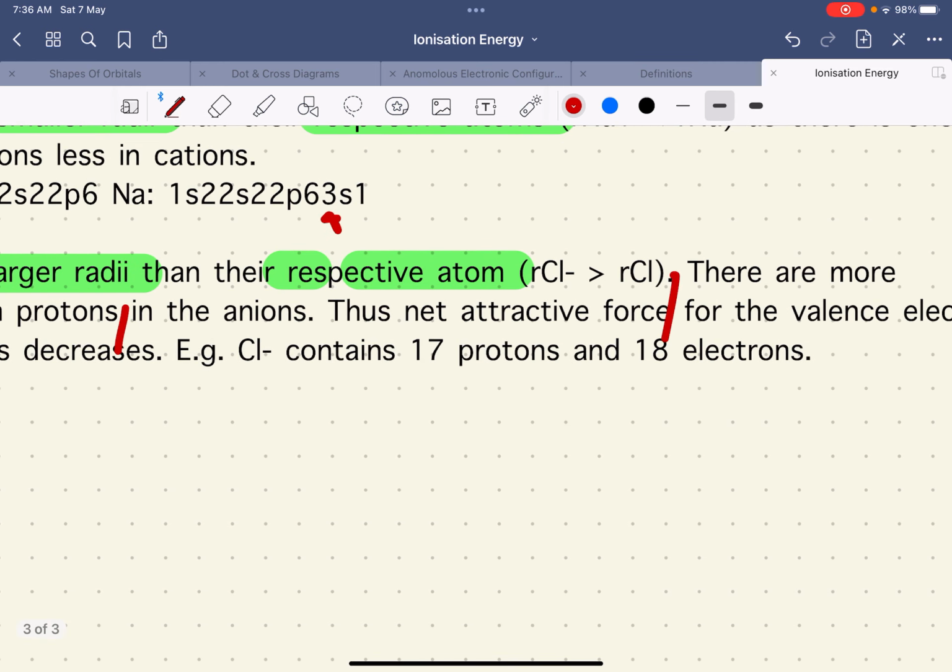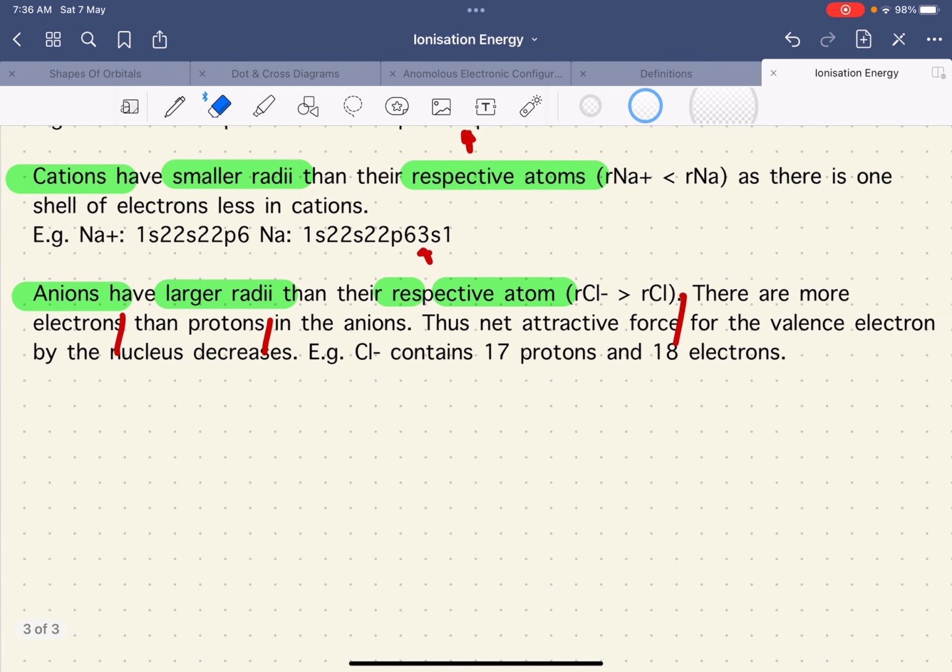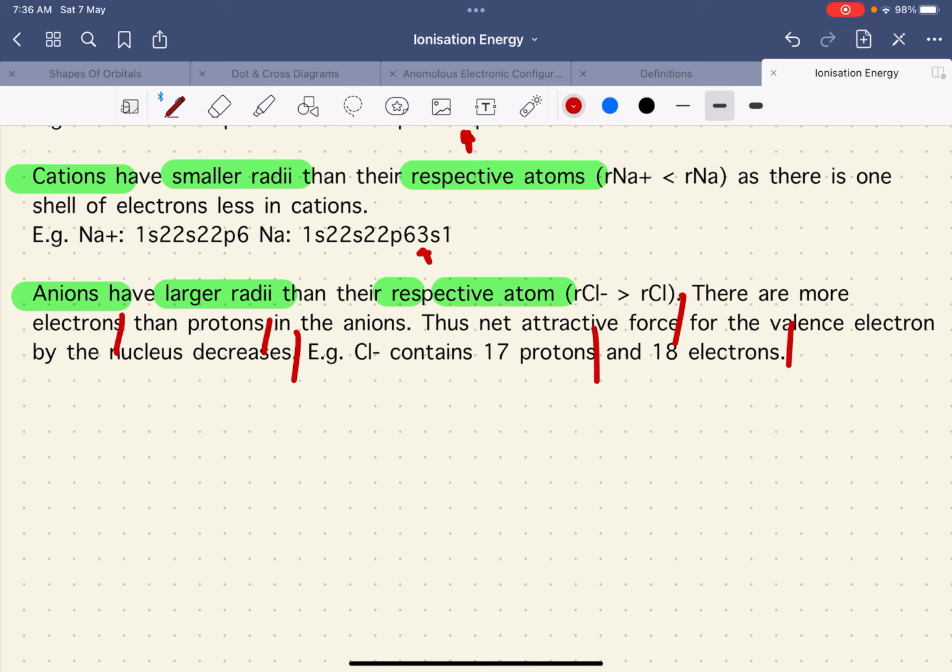So there are more electrons than protons in the anions. Thus, the net attractive force on the valence electron decreases. For example, there are 17 protons and 18 electrons. Then the attractive force on the valence electron by the nucleus decreases. With 17 protons and 18 electrons, shouldn't they attract more? No, because there is one extra electron, so they attract less. The electron is further from the nucleus.